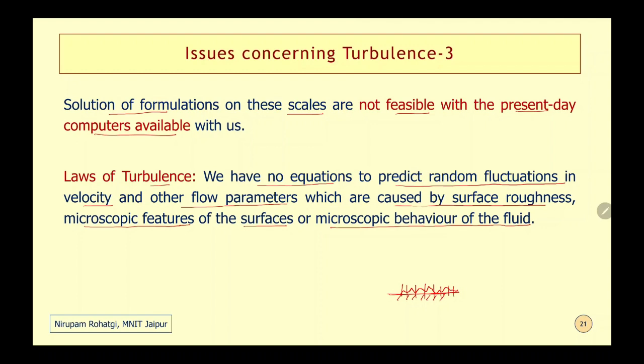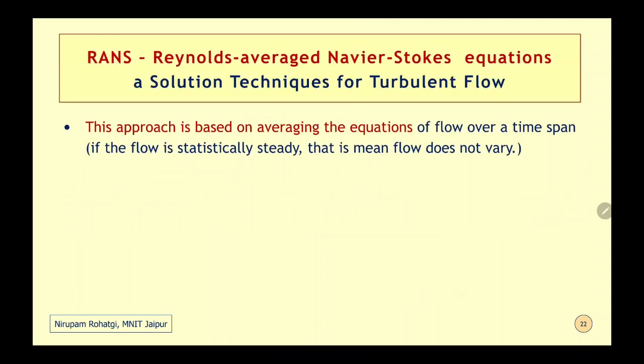Right? So this is the problem. We don't know the laws of turbulence. So there is one problem, the computers, and the second is we don't know what is happening, right? So the solution available to us is averaging the equations. This is how the problem of turbulence is solved. You do the averaging, right?